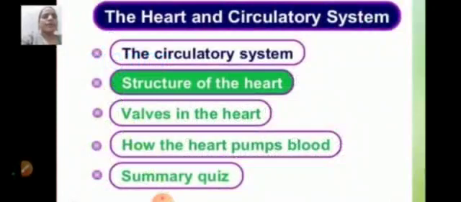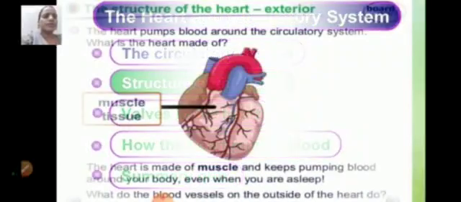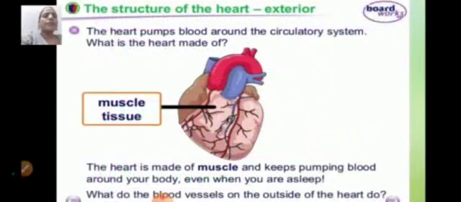So by now we have seen what the circulatory system is and what the main components of the circulatory system are. In this video we are going to start with the structure of the heart. So the heart pumps blood around the circulatory system. So what is this pumping organ made up of?